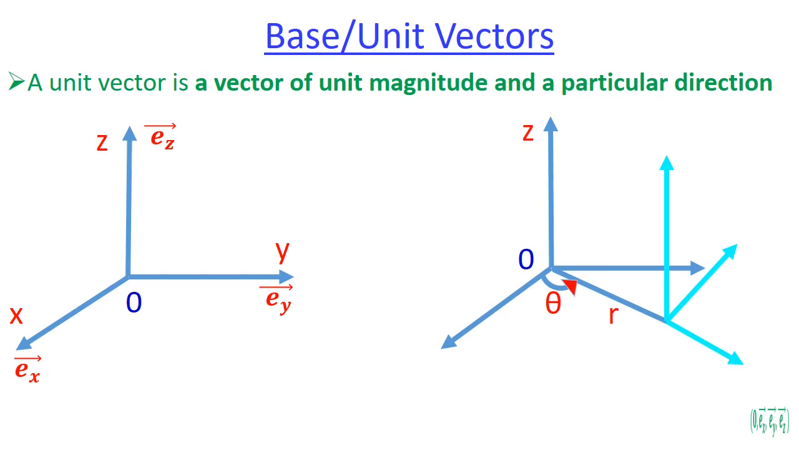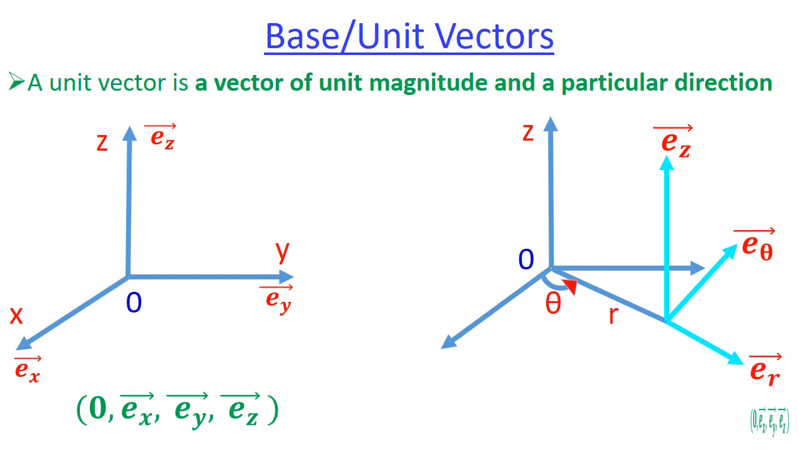And those are the unit vectors for the rectangular coordinate system. So we have 0, Ex, Ey, Ez, where 0 is the origin. So you can simply write Ex, Ey, and Ez. And for the cylindrical coordinate system, along the z-axis we have unit vector Ez. Along the direction of increasing theta, we have unit vector E theta, and along r we have unit vector Er. So we have 0, Er, E theta, Ez for the cylindrical coordinate system.